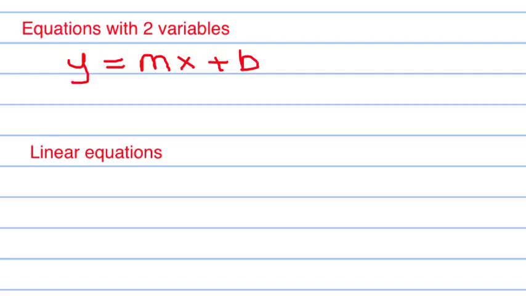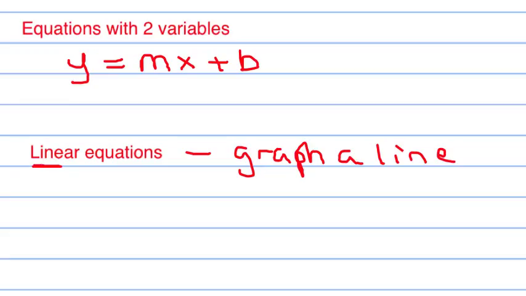These equations are also called linear equations. That means we're going to be graphing a line. The root word of linear is line. So we're going to be graphing lines. So to graph our lines, we're going to use a table of values. And the table of values is where we're going to get our points.